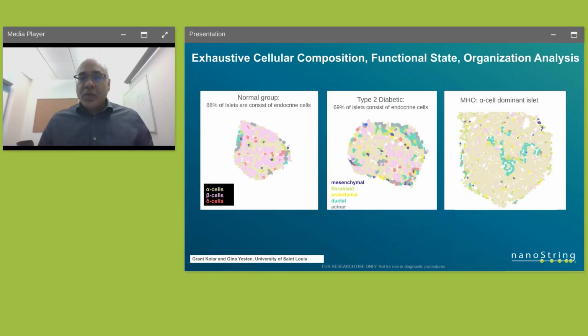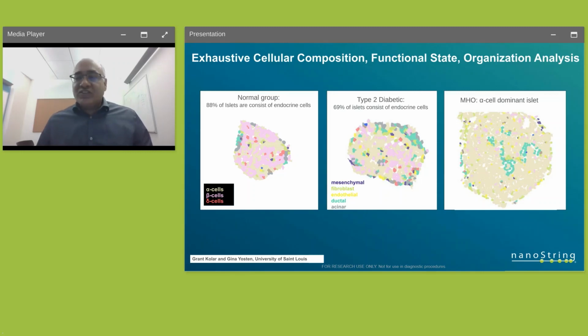In a normal group, islets predominantly consist of endocrine cells, and beta cells are the predominant cell population. Whereas in the type 2 diabetic group, these islets are infiltrated by other cell types, including mesenchymal, fibroblast, and endothelial cells. And it's important to note that researchers were able to make this observation only because of spatial analysis. With dissociated single-cell RNAseq technology, researchers would have lost that information.